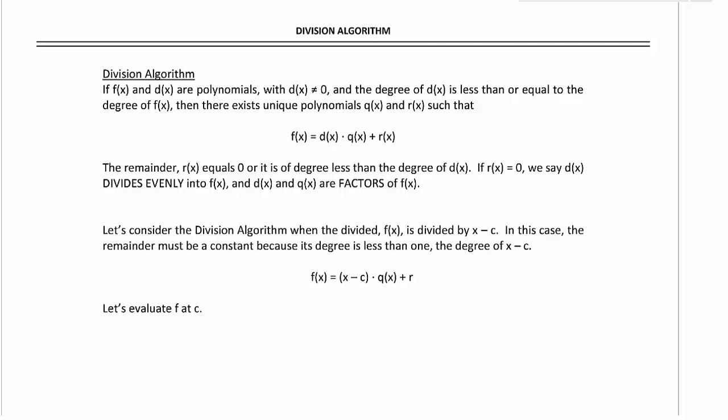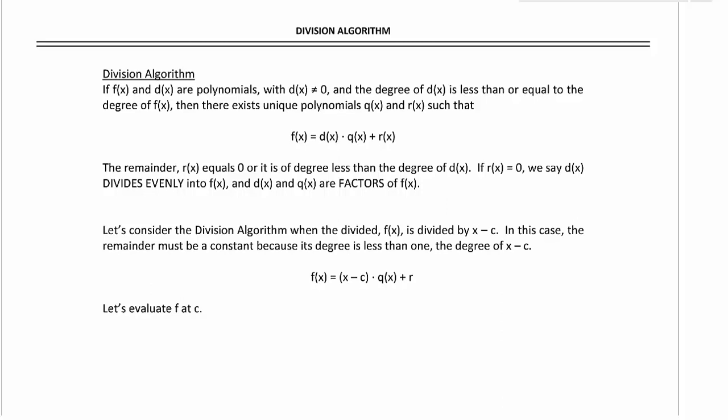As we continue advancing in math, we want to look at things in deeper and deeper ways. So in this video, we're going to be deriving the remainder theorem using the division algorithm. Our division algorithm says if f of x and d of x are polynomials, with d of x not equal to 0, and the degree of d of x is less than or equal to the degree of f of x, then there exist unique polynomials q of x and r of x such that f of x equals d of x times q of x plus r of x.